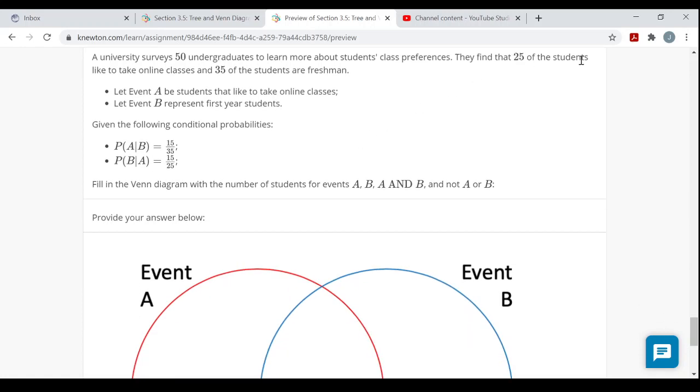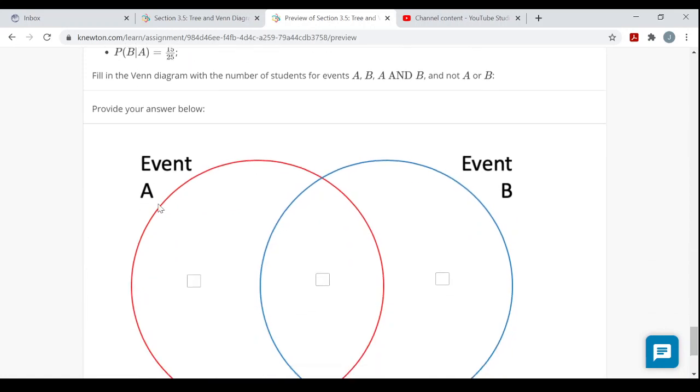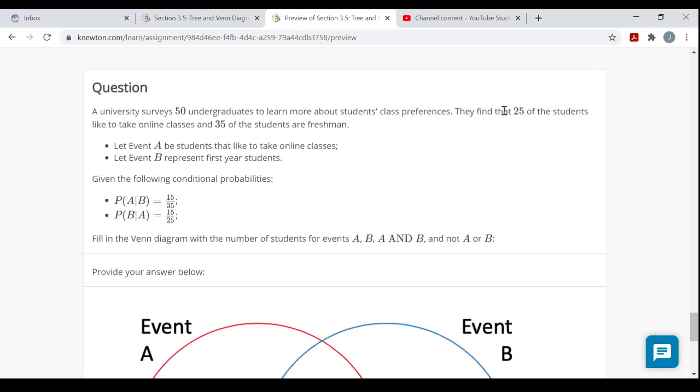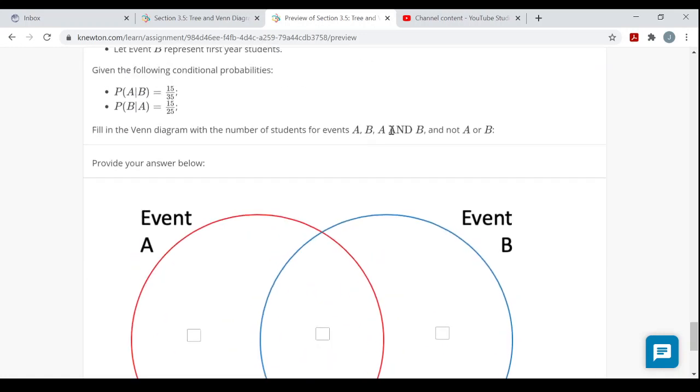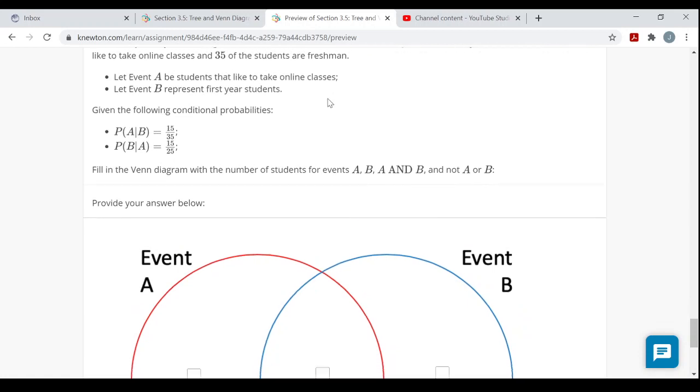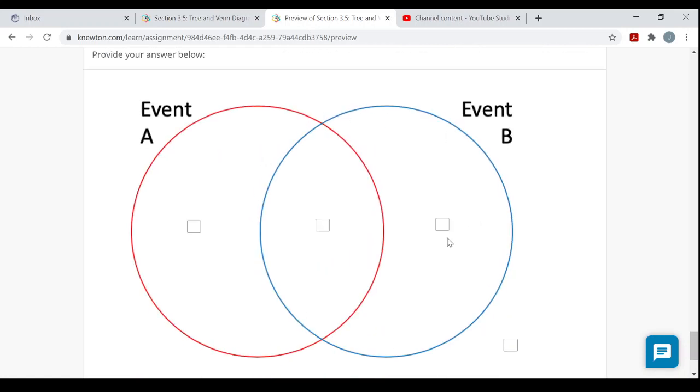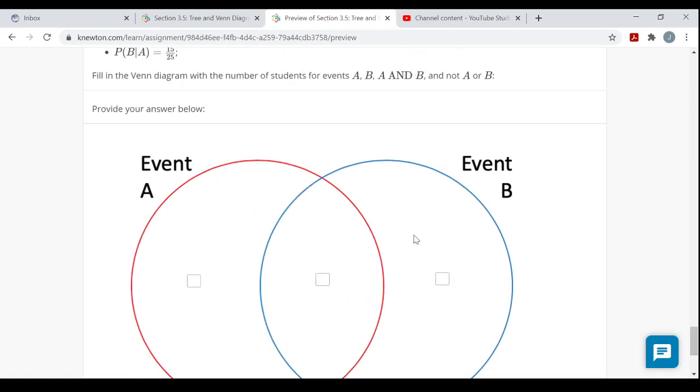They said 25 of the students like taking classes online. So the two numbers in circle A need to add up to 25, and it said 35 students were freshmen. So in circle B, these two numbers need to add up to 35.